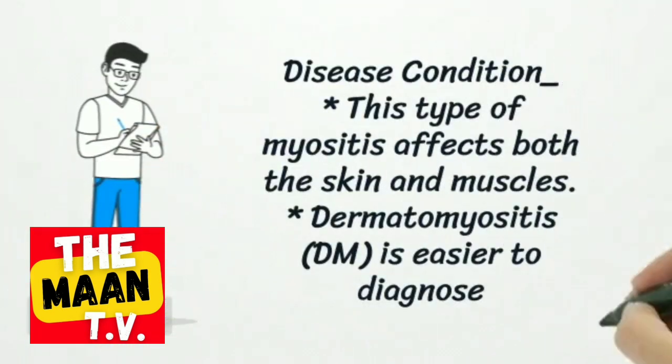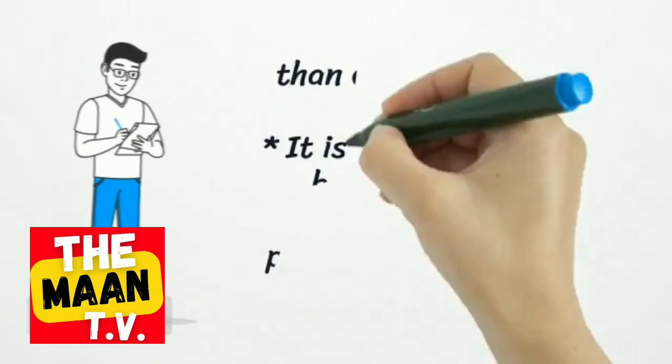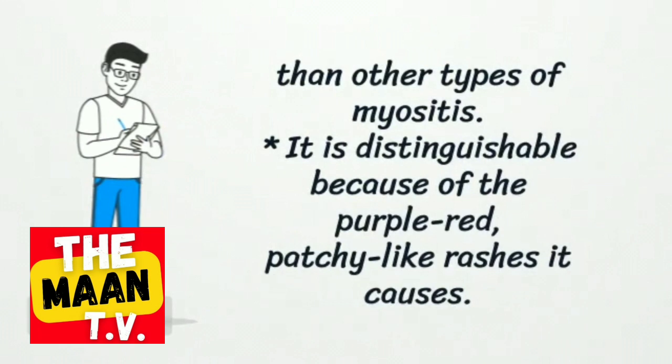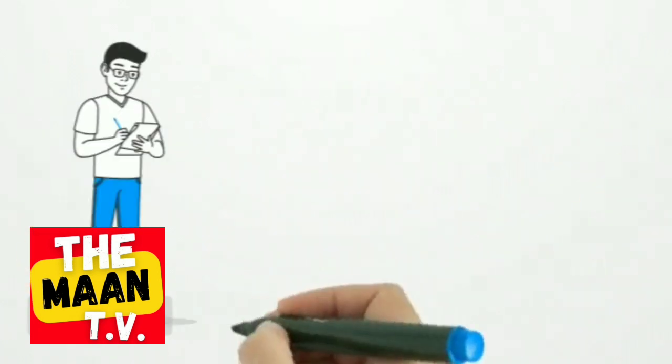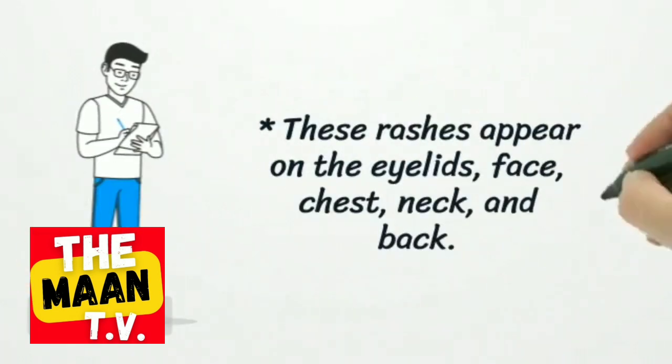Disease condition. This type of myositis affects both the skin and muscles. Dermatomyositis (DM) is easier to diagnose than other types of myositis. It is distinguishable because of the purple-red, patchy-like rashes it causes. These rashes appear on the eyelids, face, chest, neck, and back.